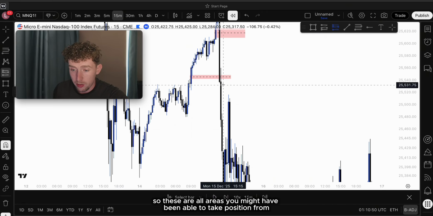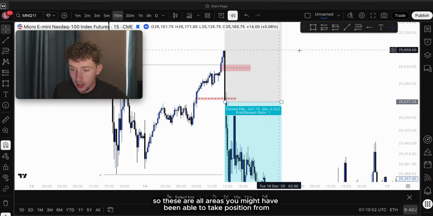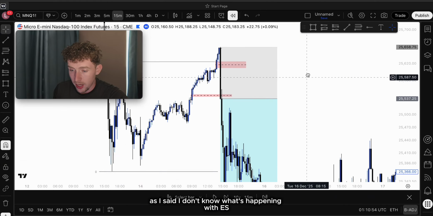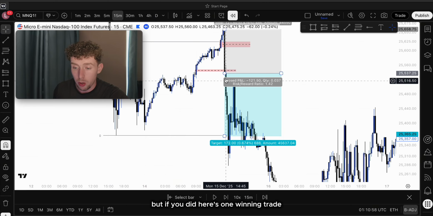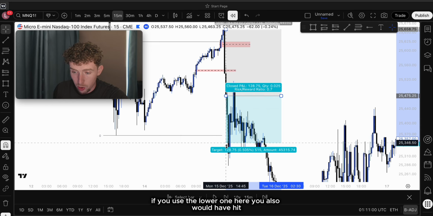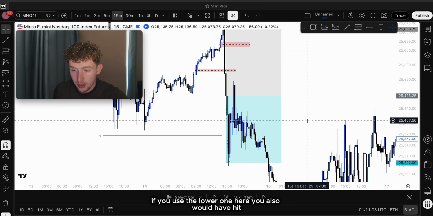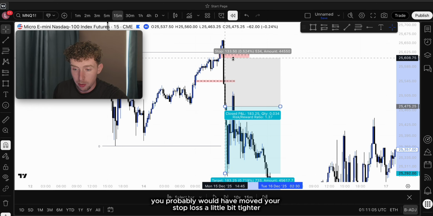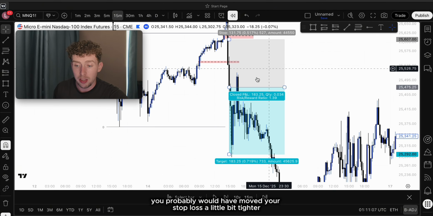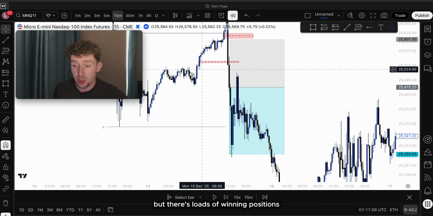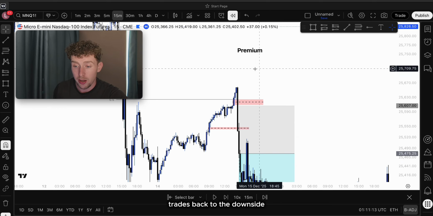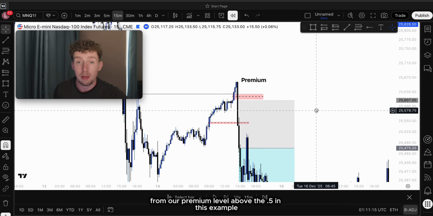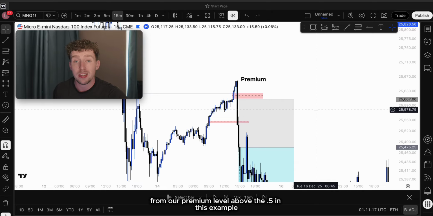So these are all areas you might have been able to take position from. As I've said, I don't know what's happening with ES, so I can't say what I've took this position. But if you did, there you go. There's one winning trade. If you use the lower one here, you also would have hit TP as well on this position. You probably would have moved your stop loss a little bit tighter, but there's loads of winning positions to take from this move down for us to catch trades back to the downside from our premium level above the 0.5 in this example.